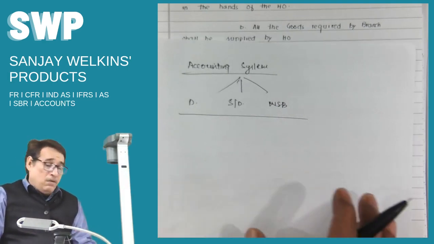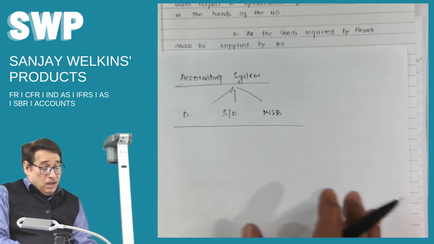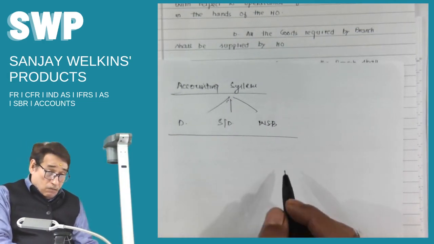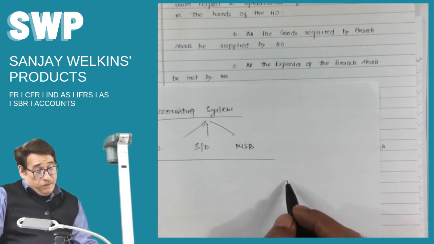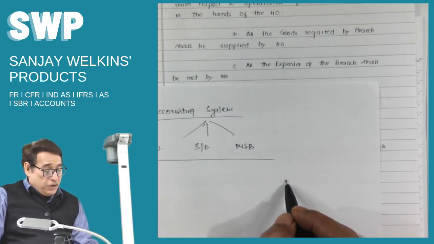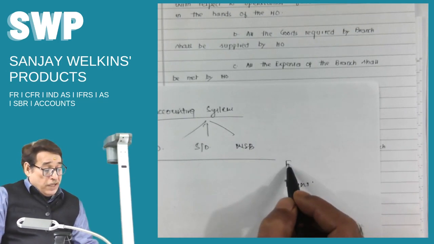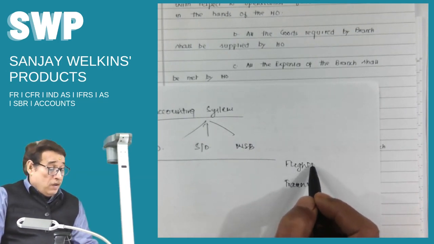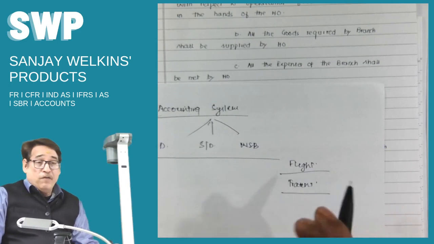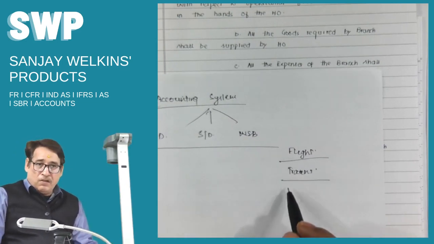Before I answer this question, I will ask you one question. Have you traveled many times by trains or flight, correct? Some of you might have traveled through flights. Some of you might have traveled through trains. You must have seen over there.